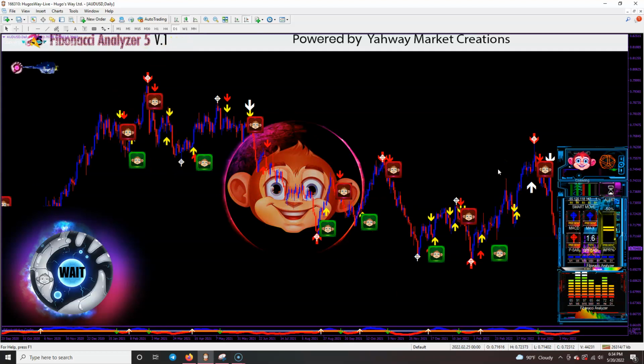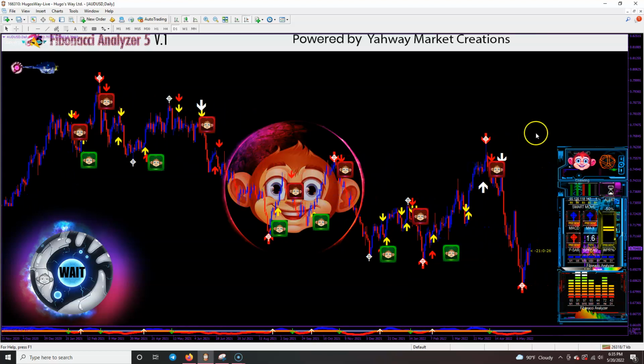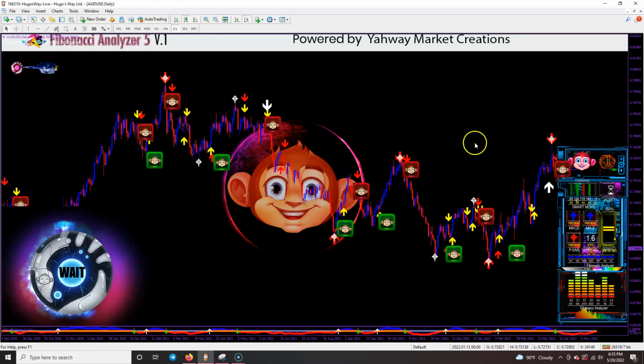Okay, so we have created a system, a software that works with that platform, and we have been testing and designing and coding this for over a year, and it is finally ready to bring to the masses. Okay, so we're actually going to go over everything so you can better understand what the Analyzer 5 is, right? The Fibonacci Analyzer 5.